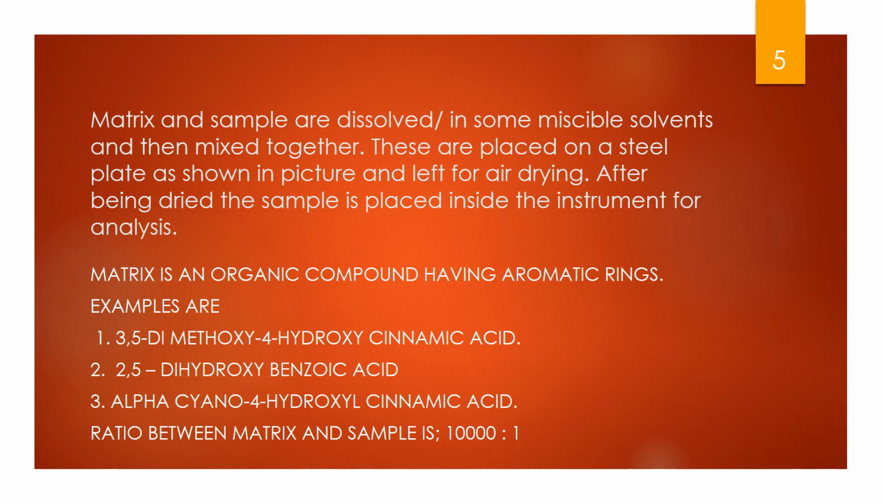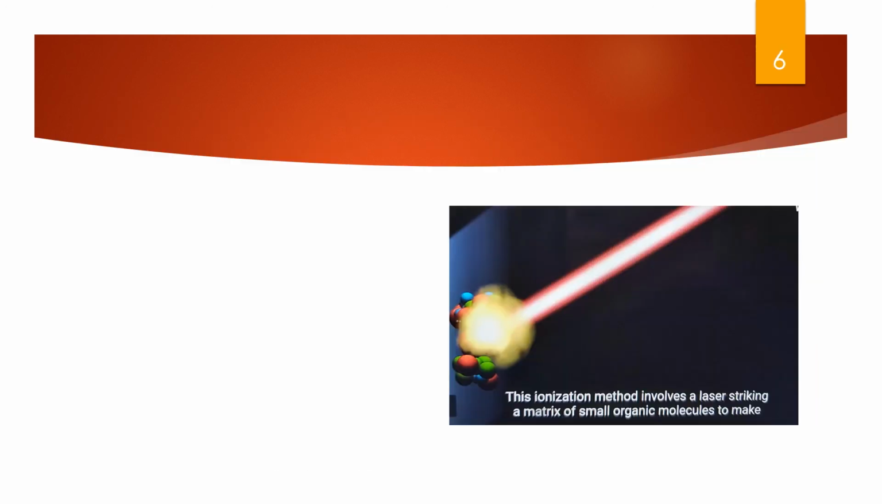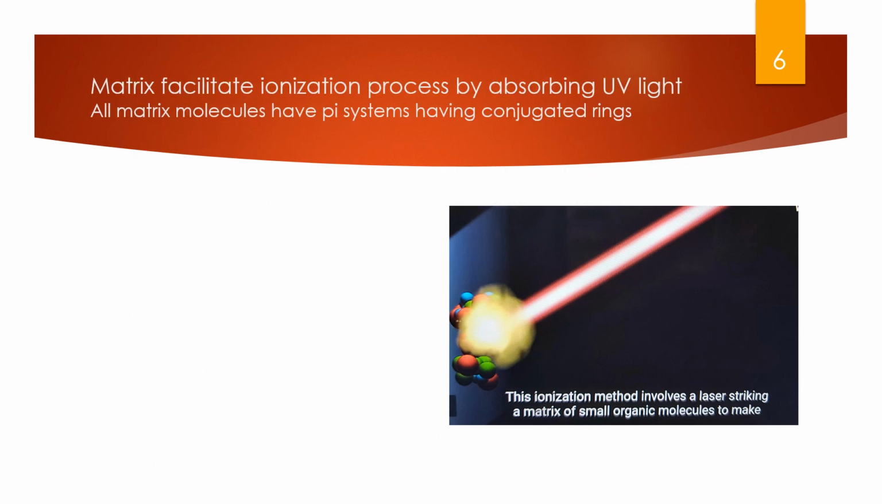Matrix is an organic compound having aromatic rings. Examples are 3,5-dimethoxy-4-hydroxycinnamic acid, 2,5-dihydroxybenzoic acid, and alpha-cyano-4-hydroxycinnamic acid. The ratio between matrix and sample is 10,000:1. Matrix facilitates the ionization process by absorbing UV light. All matrix molecules have pi systems having conjugated rings.